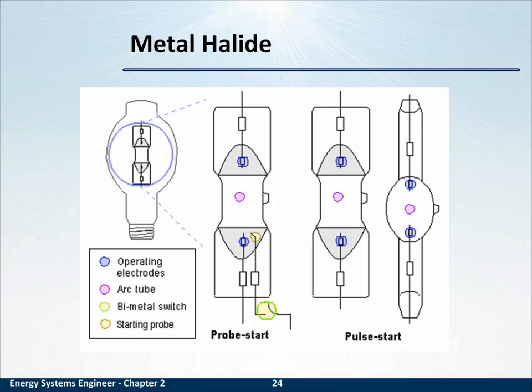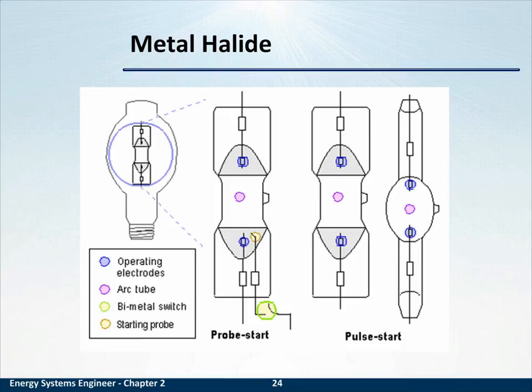There is one type of HID that begs a little more description, and that's a metal halide. Metal halide lamps are similar in construction and appearance to mercury vapor or high pressure sodium, but the addition of metal halide gases to just mercury gas within the lamp results in higher light output, more lumens per watt, and even better color rendition than just mercury gas. The distinction, however, comes in where the configuration can either be a probe start or a pulse start.